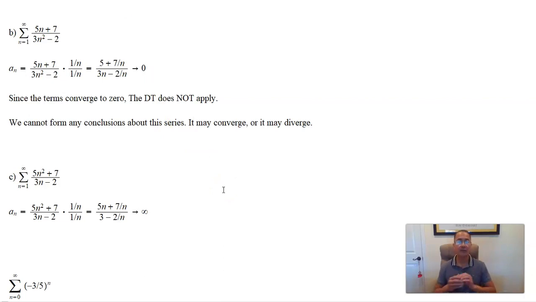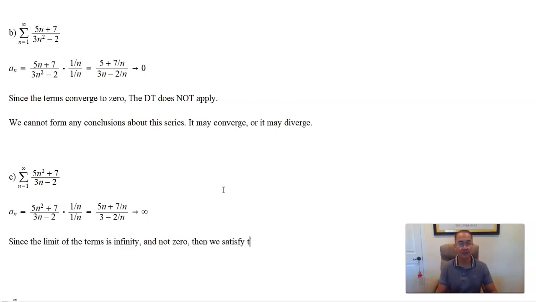Okay, so do we satisfy the hypothesis of the divergence test? It says that your sequence does not have 0 for a limit. Well, infinity is not 0. Since the limit of the terms is infinity and not 0, then we satisfy the hypothesis of the divergence test. Okay, so thus we can conclude that this series diverges.